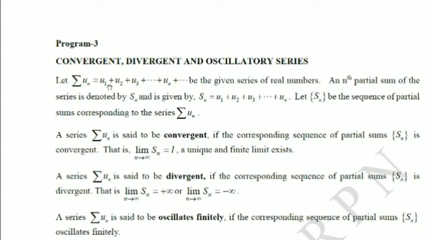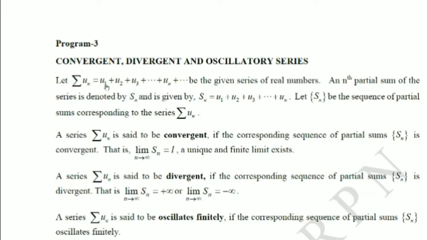Then what is meant by nth partial sum of a series? Suppose you take the first n terms of the series, u1, u2, u3, etc., up to un. If you sum this, then this sum is called Sn, that is the nth partial sum. Similarly, we can say what is meant by the first partial sum. The first partial sum is the sum of the first term. So your S1 indicates u1.